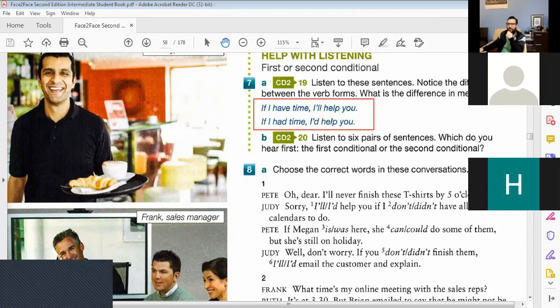Okay. The first one is a first conditional, and the second one is a second. That's correct. Yes.